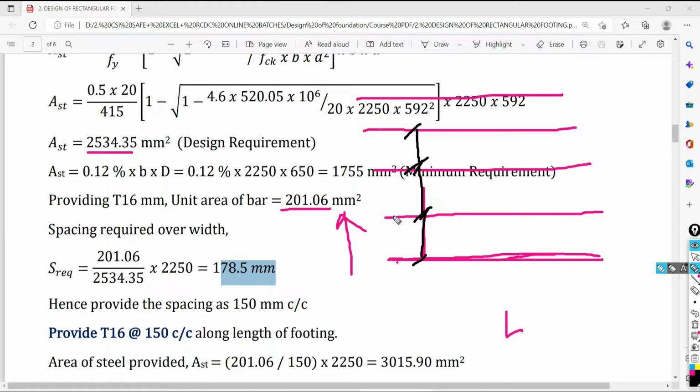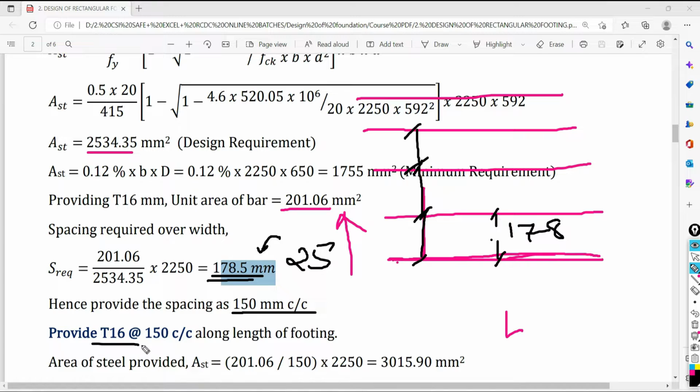So the spacing between the two bars running along the length should be, at maximum, 178. It is not the minimum, it is the maximum. You are not allowed to provide more than this value. Your spacing should always be less than this value. So here I am going to round down this value by 25 mm. Hence provide this spacing as the lower value, which will be 150 mm center to center.